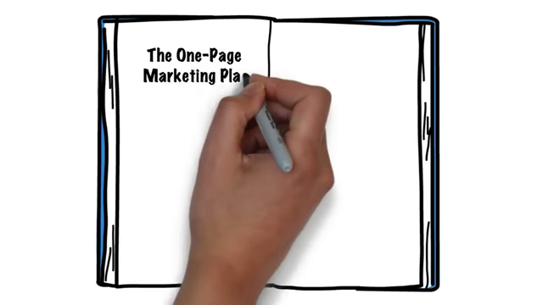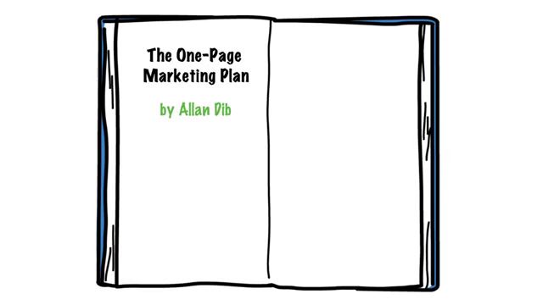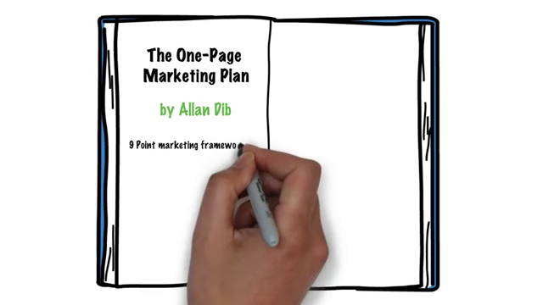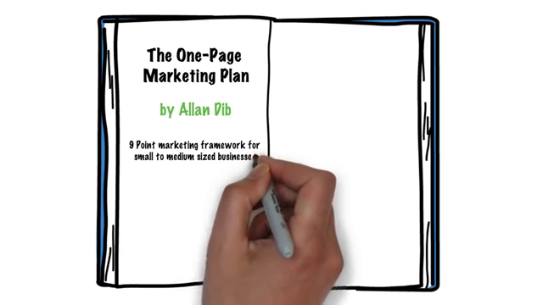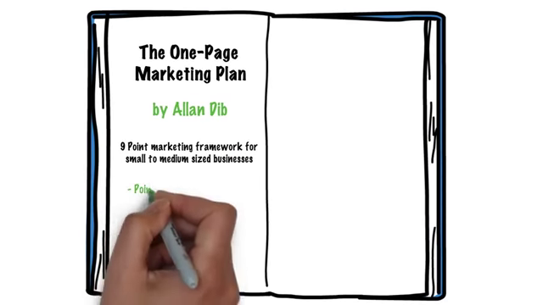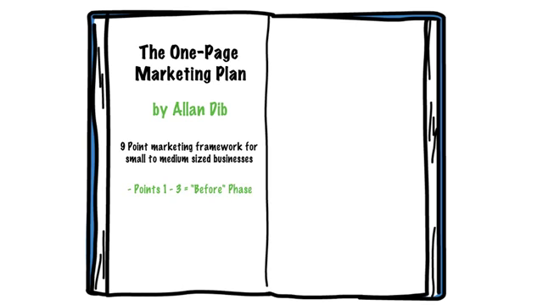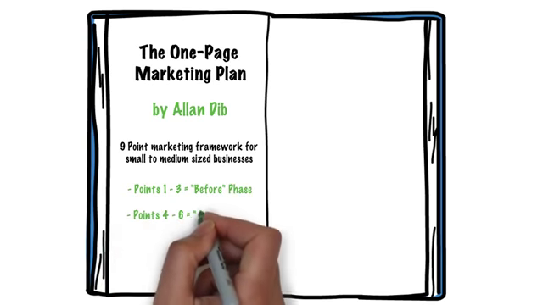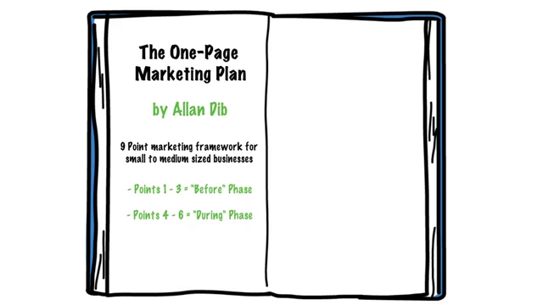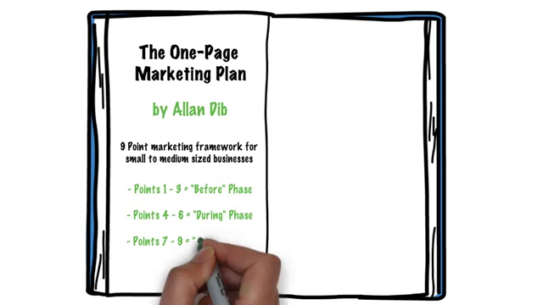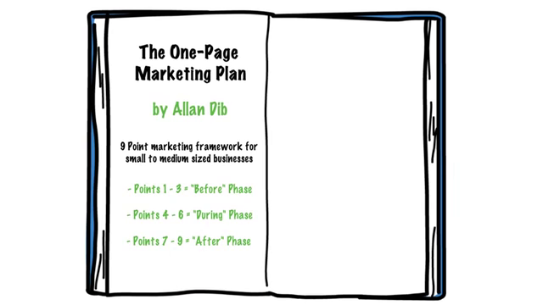The one-page marketing plan by Allan provides a 9-point framework for getting the most out of your marketing efforts as a small to medium-sized business. The first 3 points are the before phase, or before a prospect has expressed interest in your business. Points 4 through 6 are the during phase, when a prospect is interested but hasn't bought anything. And finally, points 7 through 9 are the after phase, or after they've bought from you.